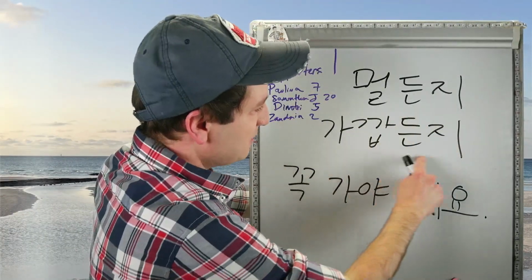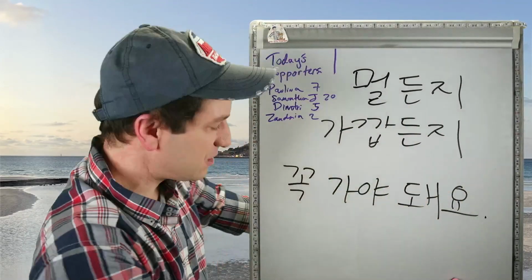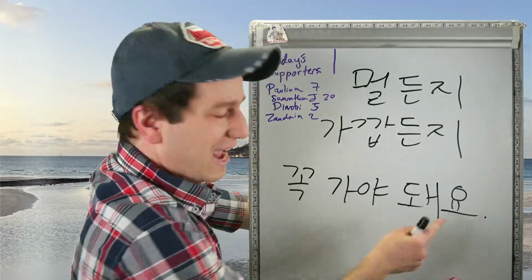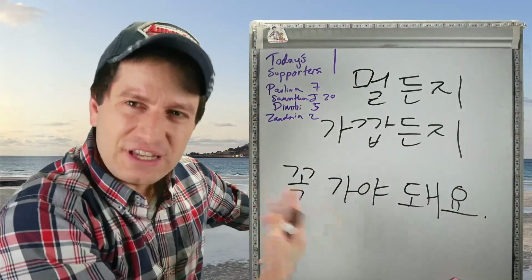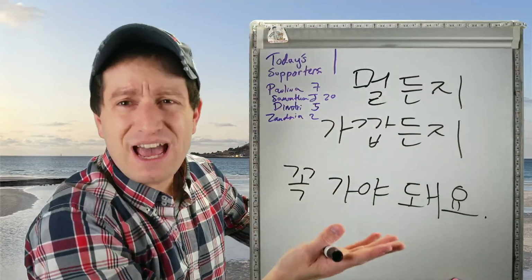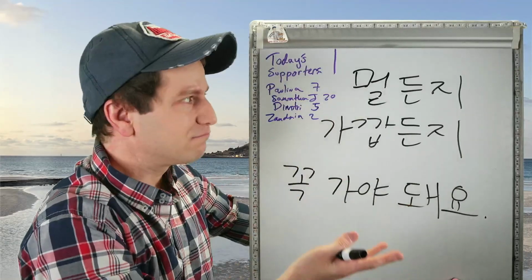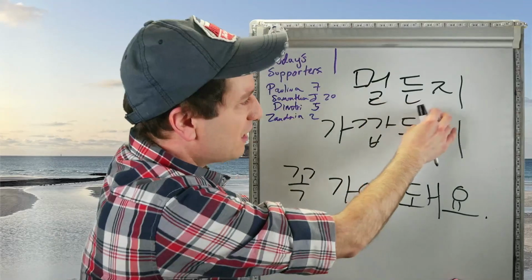멀든지 가깝든지. Whether it's far, 가깝든지. Whether it's close, 꼭 가야 돼요. I have to go. But up to this part, we can already kind of assume the feeling of the sentence. 멀든지. Whether it's far, it doesn't matter. Or whether it's far, that's okay, is what the feeling of this sentence gives us. Even when we've only gotten up to here.